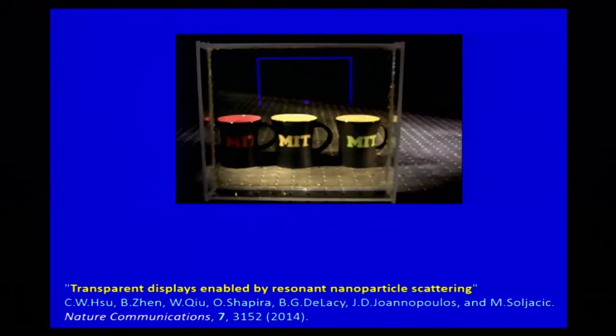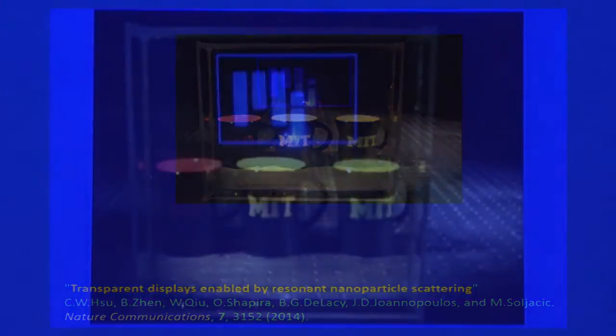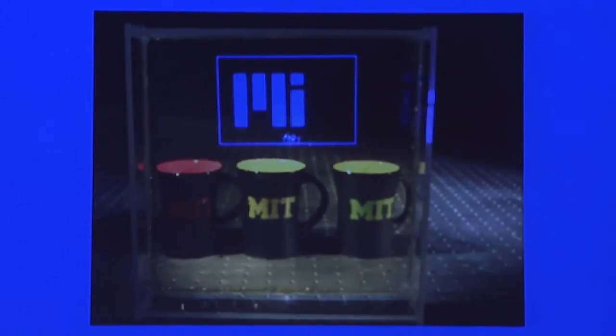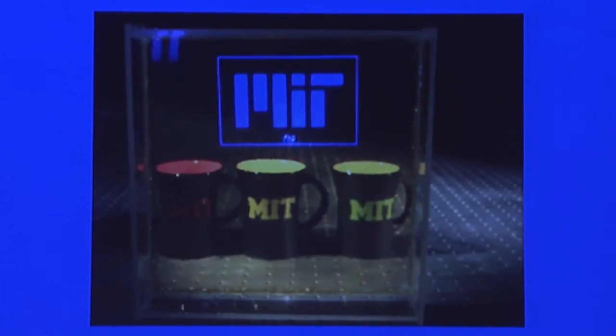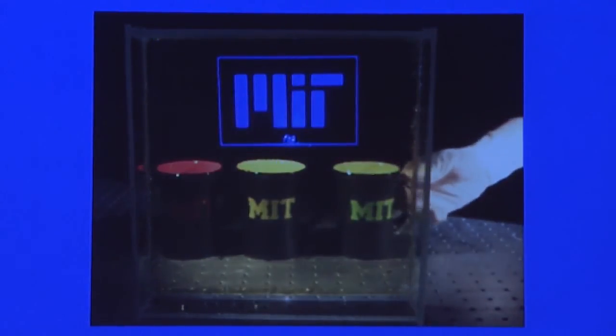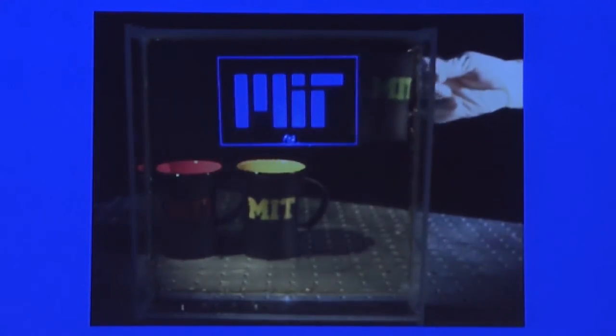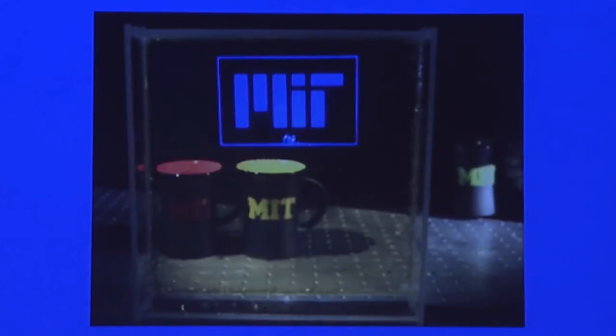So again, the objects are behind the screen, and I'm making this projection onto the screen. And the projector is, of course, in front of the screen. And just to show the transparency, we'll also remove some of these objects so you can see both the objects and the thing that we are projecting.